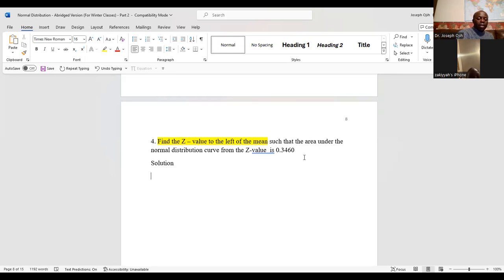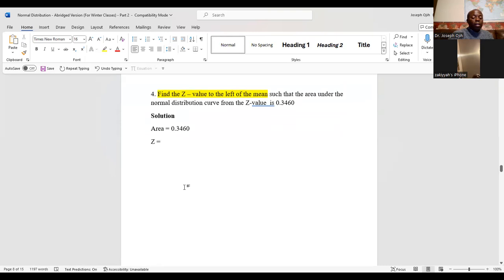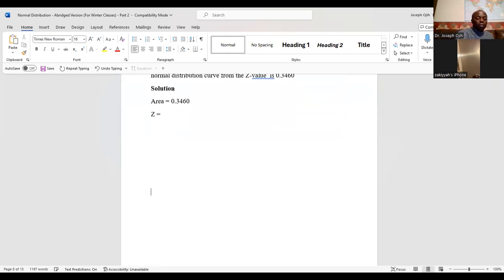So you have, remember the area. The area was said to be area equals 0.3460. So that's Z, the Z value we are looking for. Z equals, we don't know, right? So we make the chart right here. We say to the left, that means it's going to be negative Z. See, there's a purple Z here. Put 0. Okay, now we can make our chart.